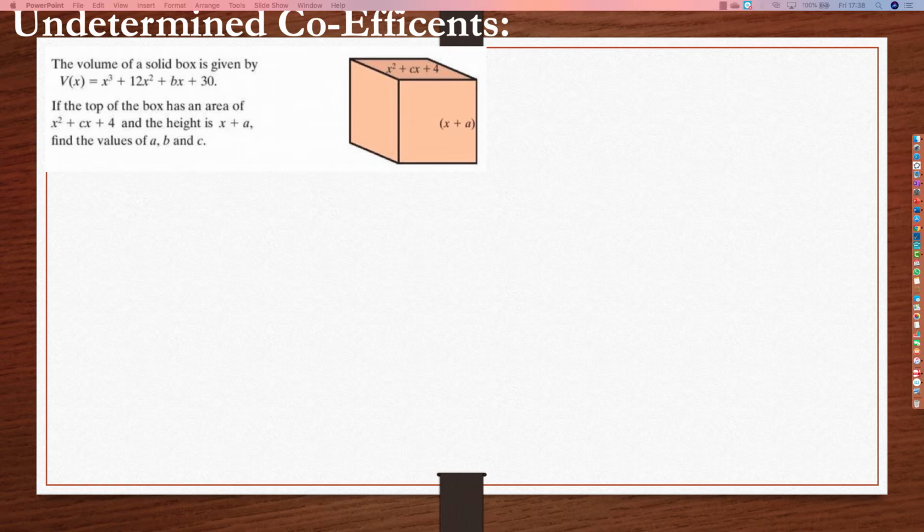The volume of a solid box is given by the formula V(x) is equal to x cubed plus 12x squared plus bx plus 30. If the top of the box has an area of x squared plus cx plus 4 and its height is x plus a, find the values of a, b, and c. So this is undetermined coefficients, but this is Project Maths. It is literally trying to create an equation the exact same as the last one, except they haven't set it up for you. You have to set up the equation yourself.